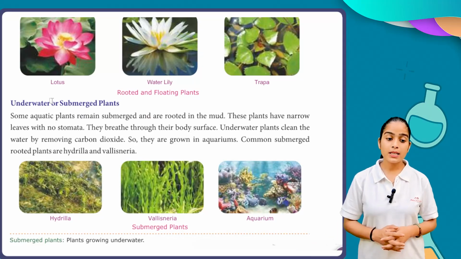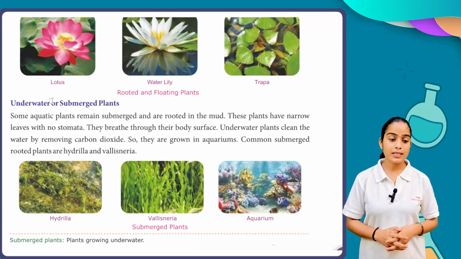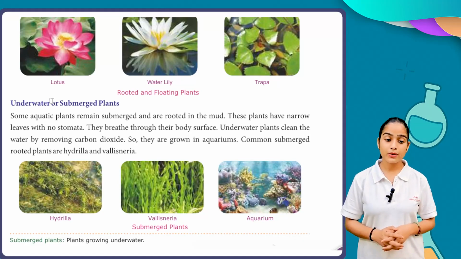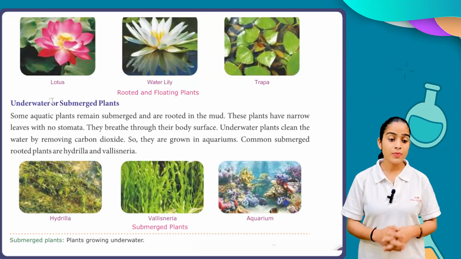Some aquatic plants remain submerged and are rooted in the mud. These plants have narrow leaves with no stomata. They breathe through their body surface. Underwater plants clean the water by removing carbon dioxide, so they are grown in aquariums. Common submerged rooted plants are Hydrilla and Vallisneria.